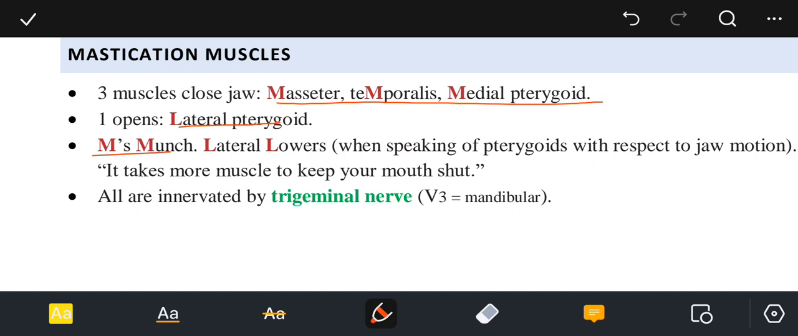For munching we need to close the mouth using the masseter, the temporalis and the medial pterygoid, while the lateral pterygoid will lower the jaw. When speaking of the pterygoids with respect to jaw motion, it takes more muscle to keep your mouth shut, right? It is very difficult for some people. I am also among those people, because it is very difficult for me to keep my mouth shut. So three muscles help shut the mouth, the temporalis, the masseter and the medial pterygoid, but opening the mouth takes only one muscle, the lateral pterygoid. All are innervated by the trigeminal nerve, V3, or the mandibular nerve, right?